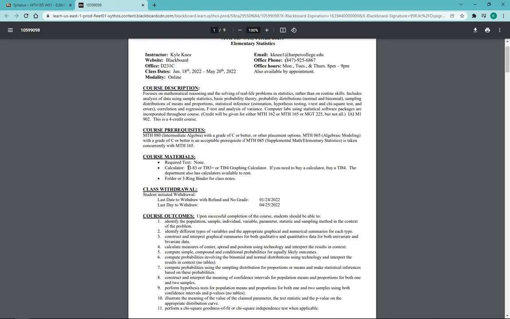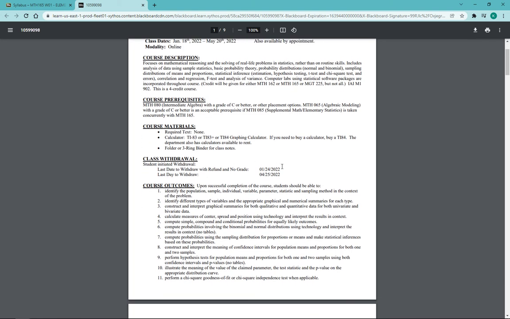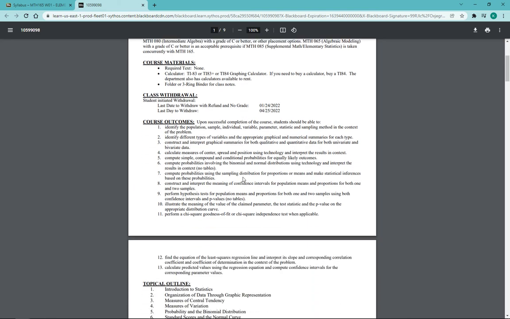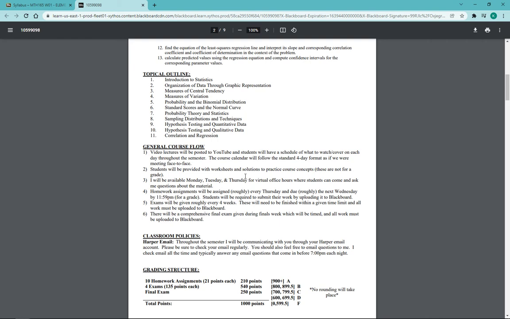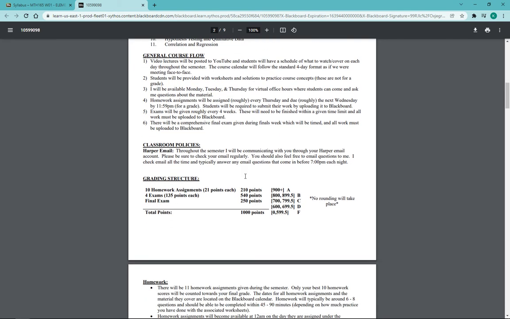For the calculator, it's crucial, imperative that you have either a TI-83 or a TI-84 calculator. I know that the department or maybe the library has calculators that you can rent as well, so you might be able to look into that if you don't have one. There are some class withdrawal dates here. Those aren't for me to know, those are for you to know. I'm not in charge of dropping you from the course or anything like that, so please just be aware of those dates. I'll skip a couple things here. I'm going to assume that you're going to take time to read through the syllabus in its entirety, so you understand all the ins and outs of the class that you're signing up for. But what I really want to focus on primarily here is the general course flow.